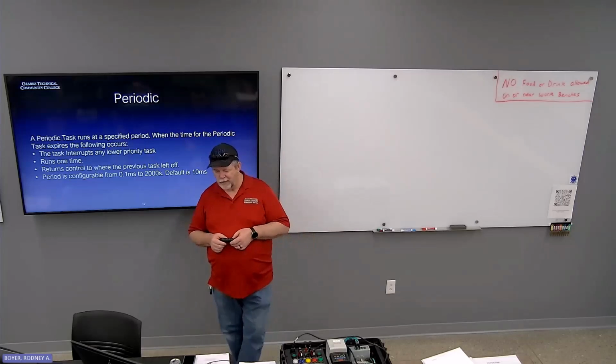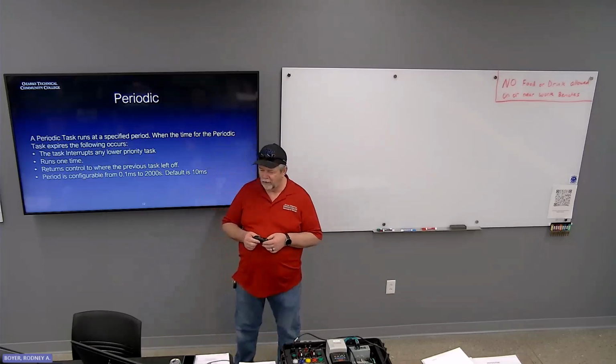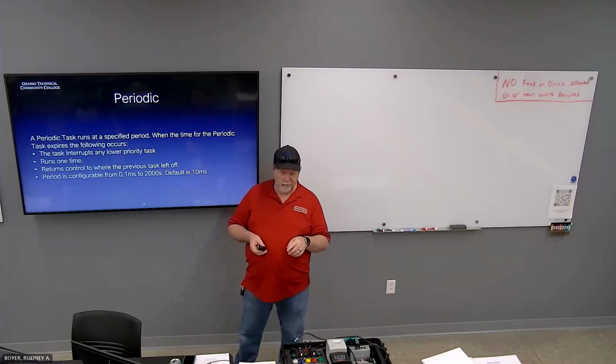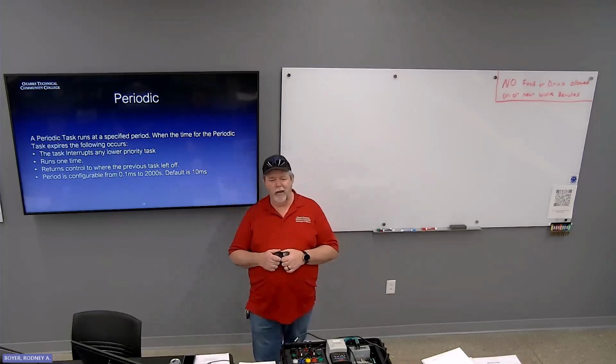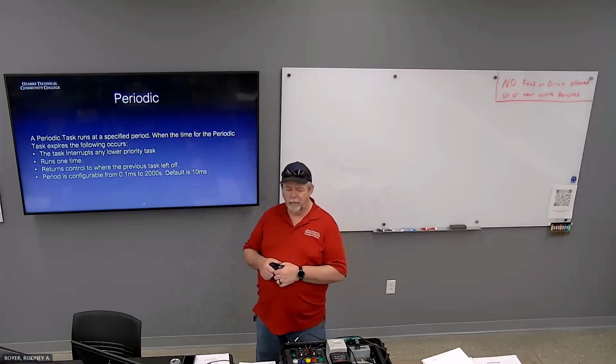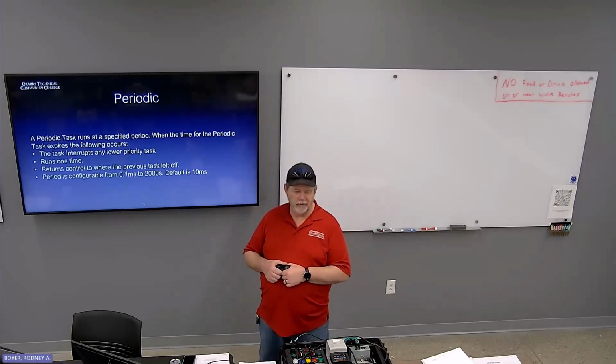Periodic task runs at a specified period. When the time for the periodic task expires, the following occurs. The task interrupts any lower priority task. So I said you have to assign priority to all of your additional tasks. Okay.